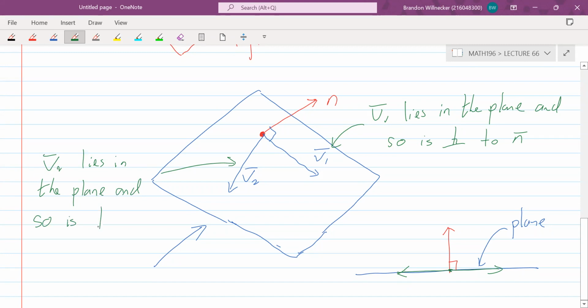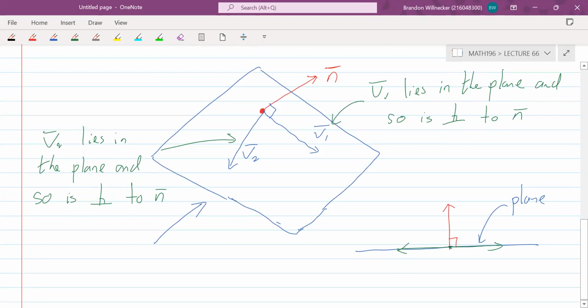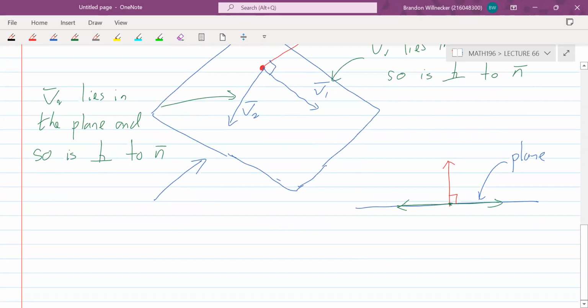And so is, again, perpendicular to the normal. So, in fact, any vector in the plane will then be perpendicular to the normal. Okay, that's going to be the defining feature of the plane. So, if I give you a plane and I give you the plane's normal, then all of the vectors in the plane are perpendicular to that normal. Okay, like we have in this picture here on the side.